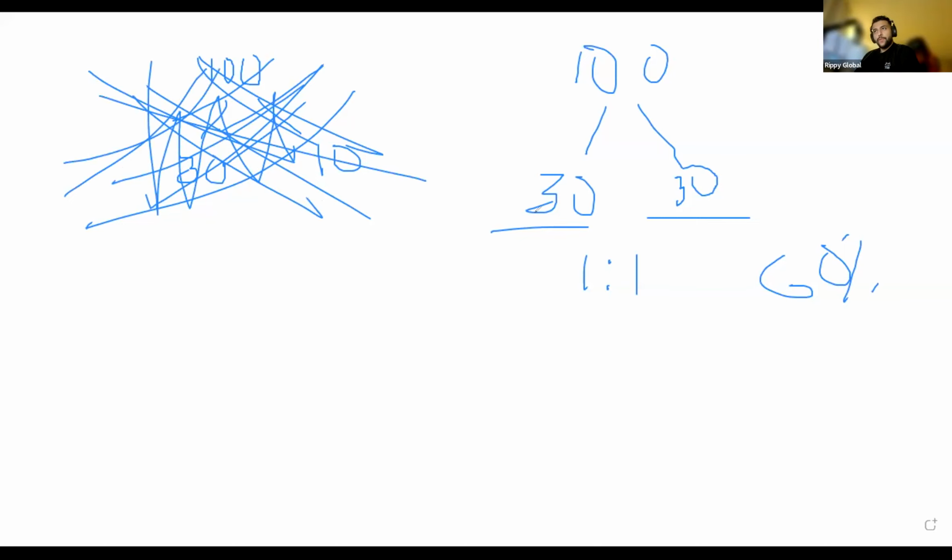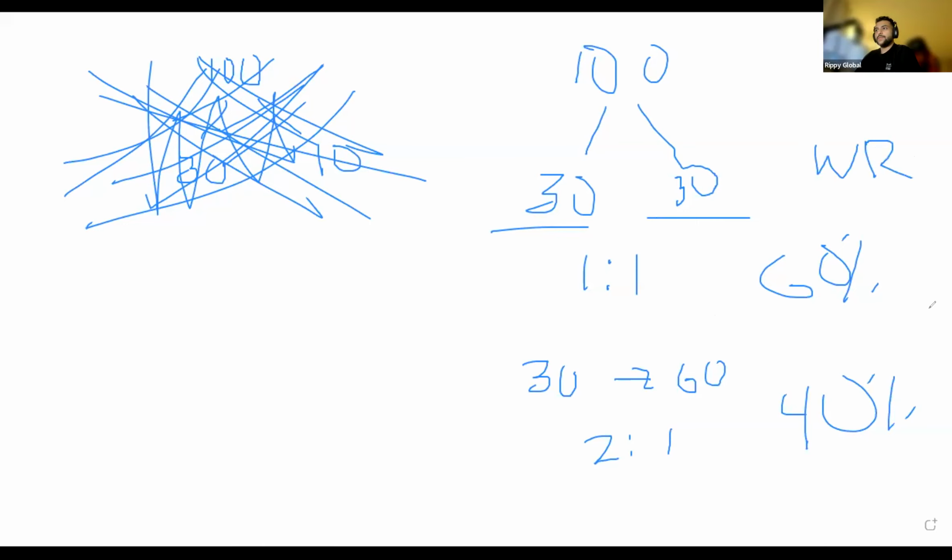Gradually, we go from 30 to 30, 1 to 1. Then we can go from 30 to 60, 2 to 1. At least here, when I'm doing 2 to 1, I only need to be profitable 40% of the time. I need to have a win rate. In the 1 to 1 case, 60% of my trades have to be green. With 2 to 1, 40% of my trades have to be green or profitable.